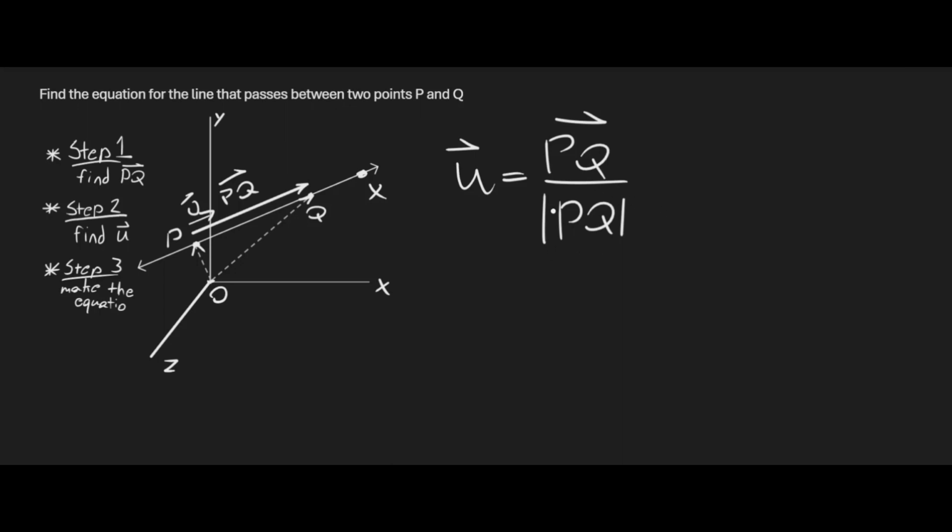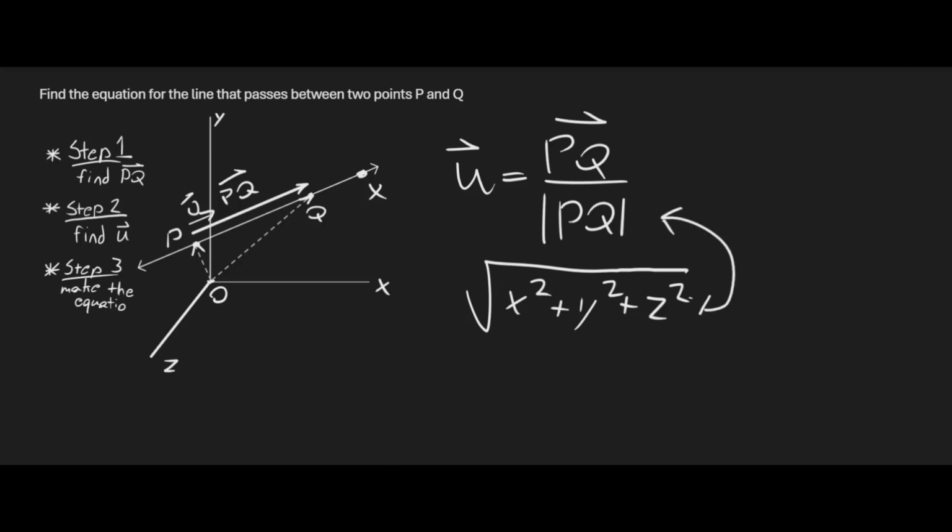Now, the magnitude of a vector is going to be the square root of all of its components squared. So the magnitude of PQ is the square root of all of its components squared, because of the distance formula.